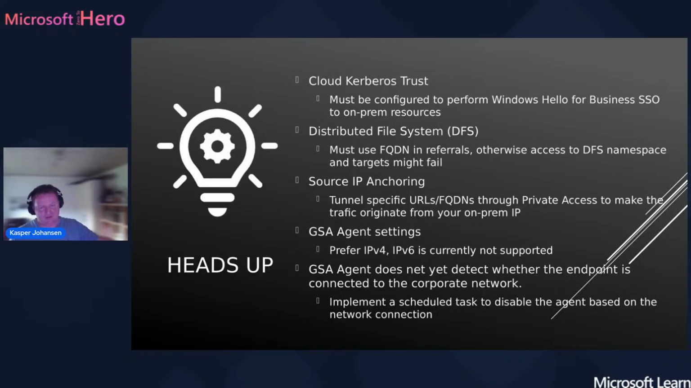We can have source IP anchoring, where we are forcing a specific URL or fully qualified domain name or even an IP address to be tunneled through our own network. I will show you how that works in a moment. But if a service provider has configured an IP hard lock on your public IP, then it will not work if your clients are working through Global Secure Access, because their breakout point might have another public IP. Using source IP anchoring, we'll be able to force the tunnel through our own network, so that accessing this particular service will have your on-prem public IP instead.